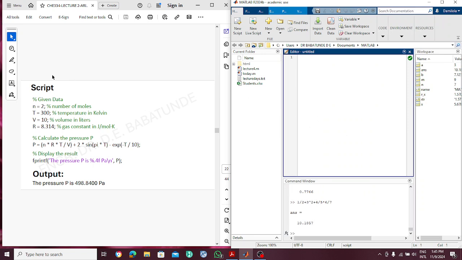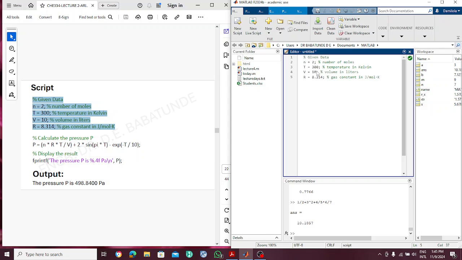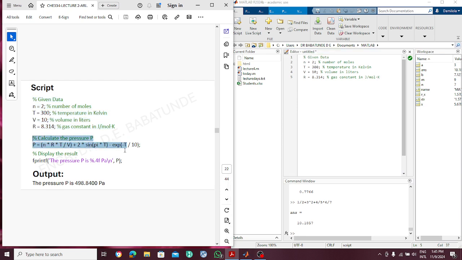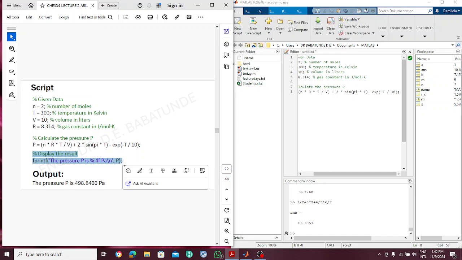So we said the first thing to do is to supply the given data. So these are the given data with the comments showing the units of each of the variables that we are given. Then the next part is to set up the equation as we have been given for pressure and as I've just explained. So we have that. Then the next thing is to present our result in 4 decimal places. So we'll be using the fprintf function for that.